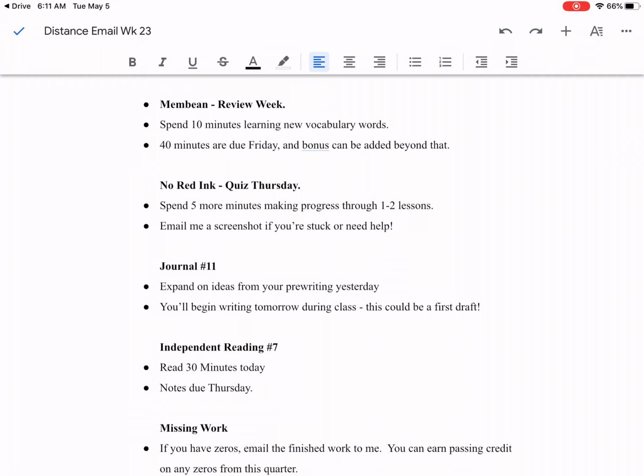Review week in Membean, 10 minutes again. A lot of you are doing that daily pace. It's a really good approach, a great way to get the day started, or the English portion of your day started. So I hope you check in there.